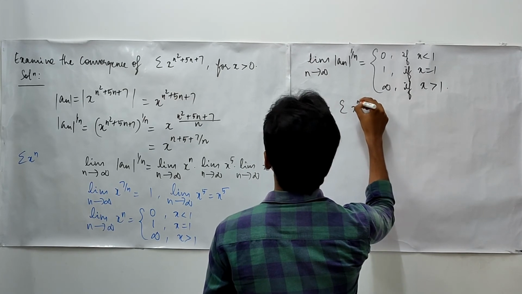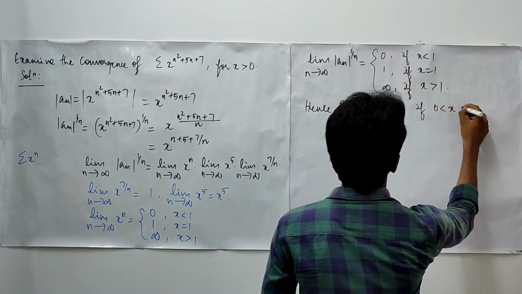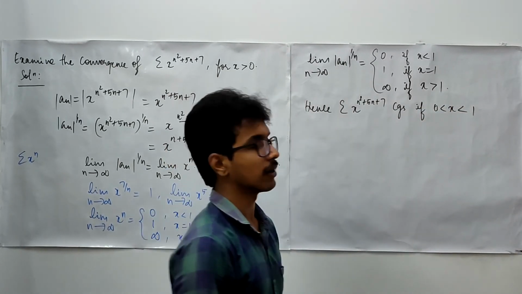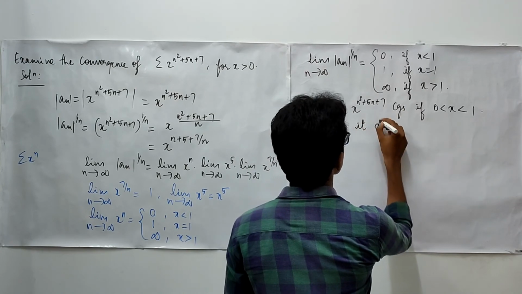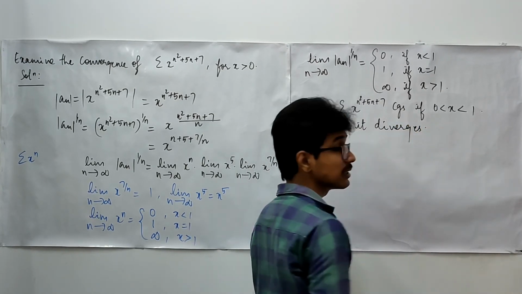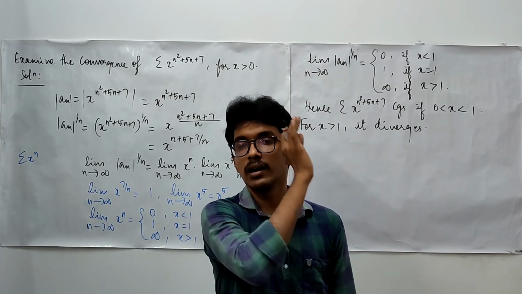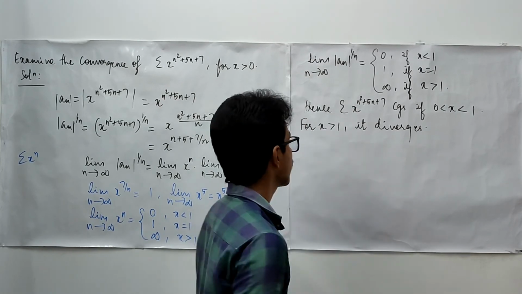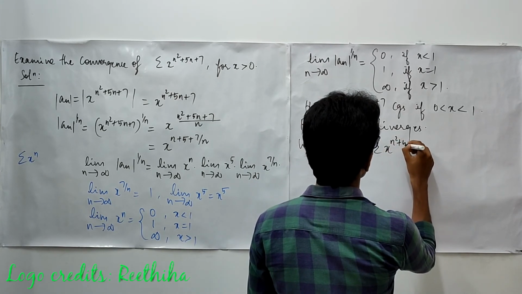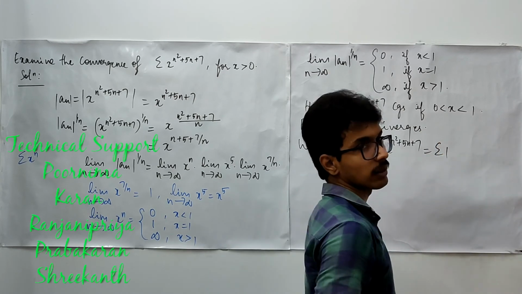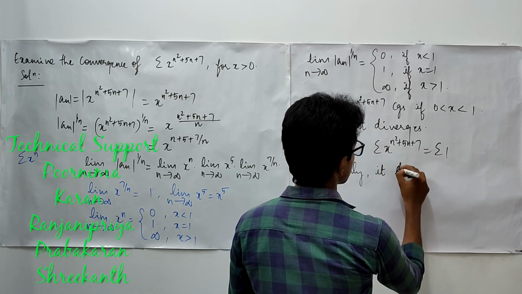From this, the given series summation x power n square plus 5n plus 7 converges if 0 is less than x less than 1. For this value it is going to be convergent. For x bigger than 1 it diverges. And when the limit is 1, the test gives you no information. Therefore, we will have to substitute x equals 1 in the given problem and see what happens. When x equals 1, your summation x power n square plus 5n plus 7 becomes summation 1. Clearly, this series is a divergent one.